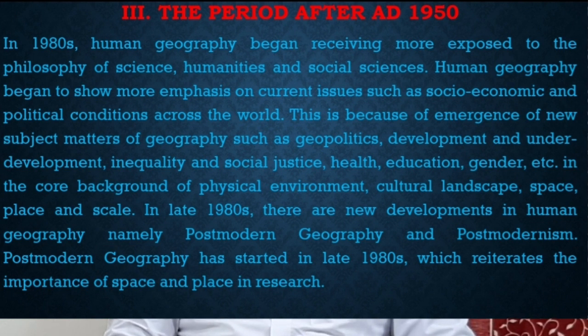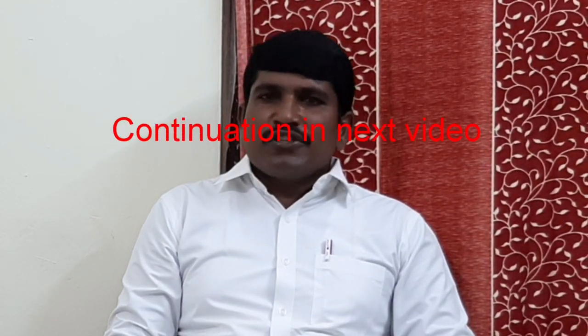In the late 1980s, there were new developments in human geography, namely postmodern geography and postmodernism. Postmodern geography started in the late 1980s, which reiterates the importance of space and place in research.